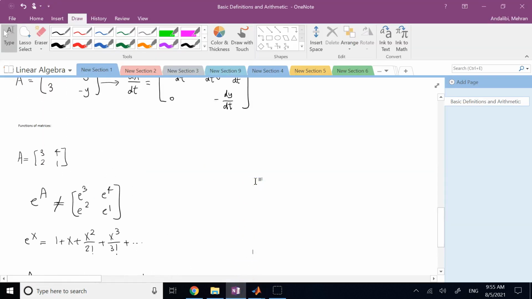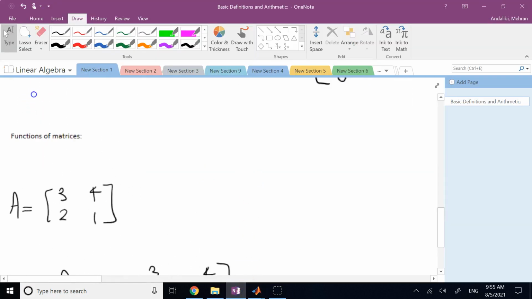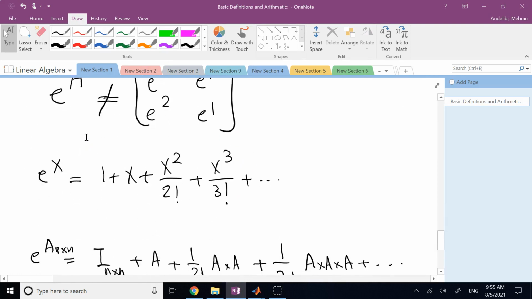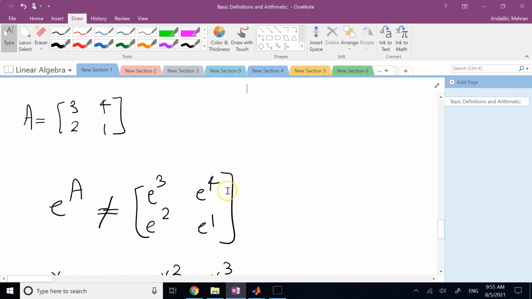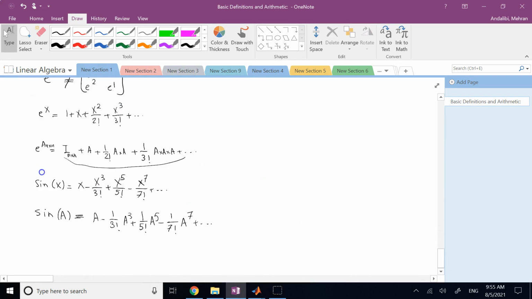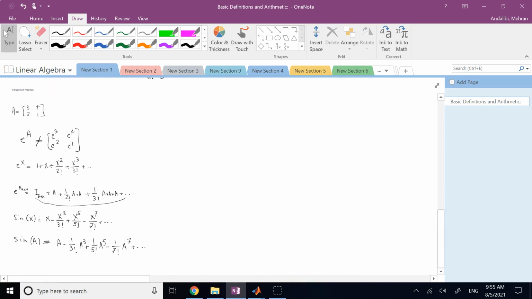Okay, so hopefully I could make my case clear that when it's a function of a matrix, you're not going to apply the function to each and every one of the entries. Use the Maclaurin series or Taylor series, and you use the polynomials of A.